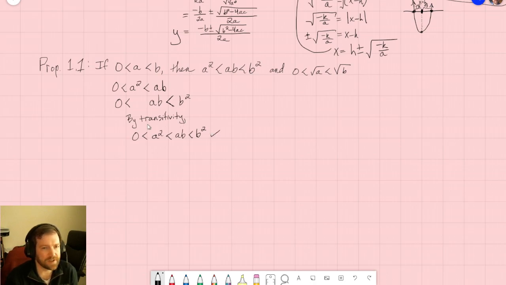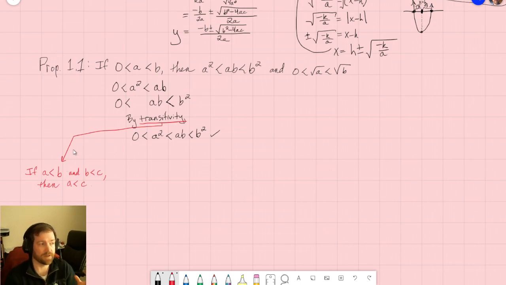So transitivity is an interesting and fun property. Transitivity says that if A is, well, we'll go with less than at the moment, if A is less than B and B is less than C, then A must be less than C. So this doesn't have to be less than. It could be a lot of different properties.